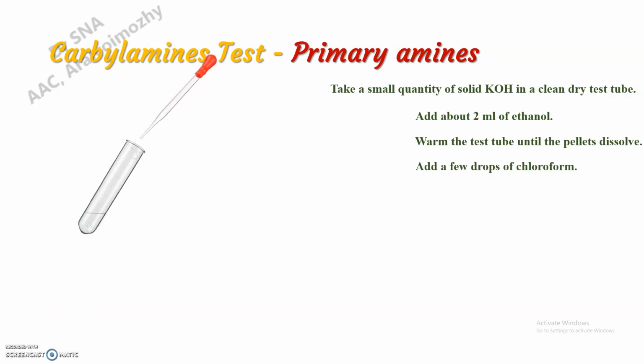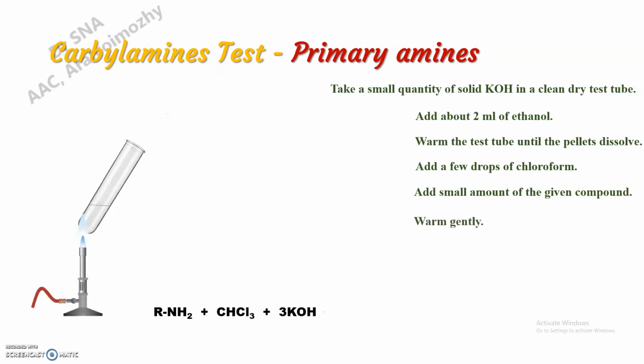So after adding chloroform, we can now add our substance. So after adding the substance, we can gently heat it, and here we will be sensing a characteristic unpleasant smell, that is due to the formation of isocyanide. So this indicates the presence of primary amines.